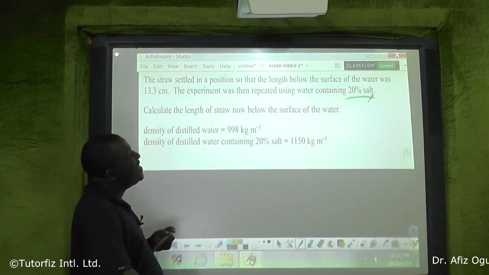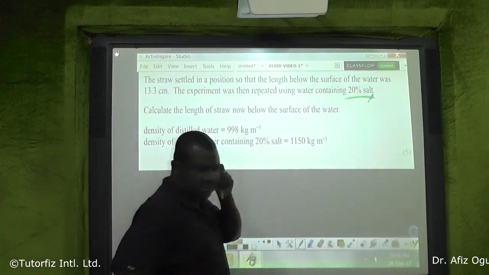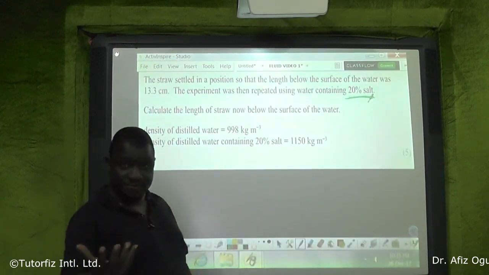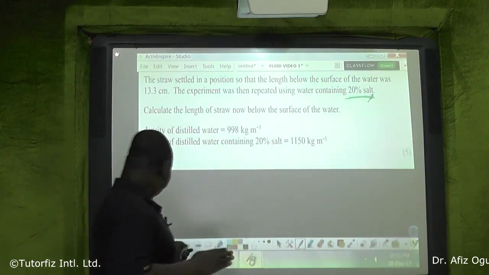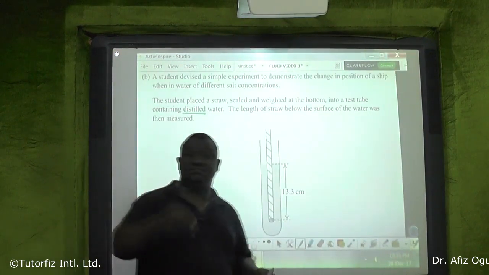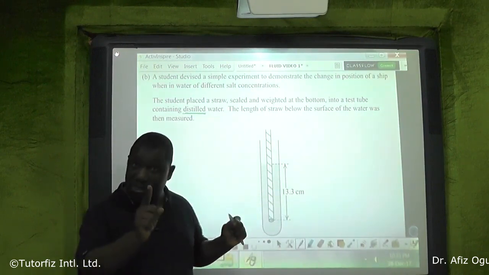Calculate the length of straw now below the surface of the water. Density of distilled water is this. Density of the salt water is this. Don't forget, the weight of the straw did not change. Whether it is in salt water or in distilled water, the weight remains the same. Don't forget that.